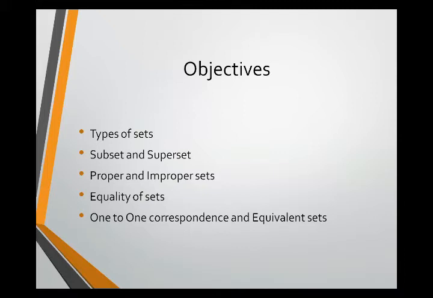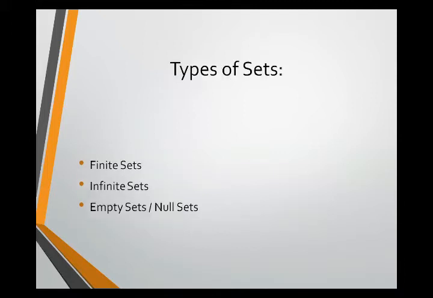Okay, the first objective is types of sets. There are three types of sets. The first one is finite sets. Second one is infinite sets. And the third one is empty set or null sets. I repeat it, students. There are three types of sets: finite sets, infinite sets, and empty sets or null sets.